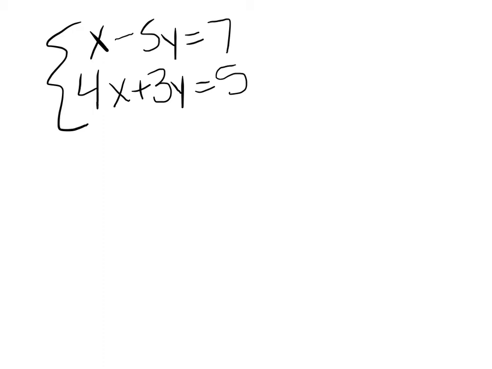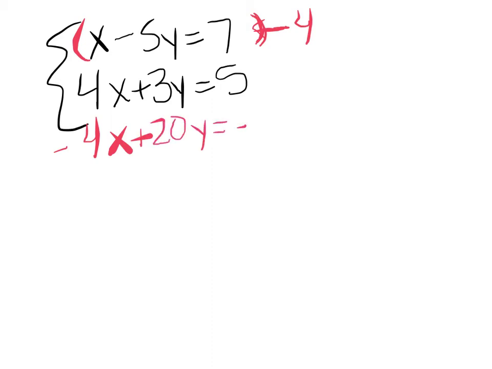What's the easiest way to make opposites? In this case, I think the top equation is going to be the one we want to change. I think that we can make opposites for 4x pretty easily. We have 1x and we need to make it the opposite of 4, which is negative 4. We need to multiply this whole equation by negative 4. Now remember, it's an equation, so you have to multiply the whole thing by that number. So it's going to become negative 4x. Now, negative 4 times negative 5 is positive 20y equals negative 28.